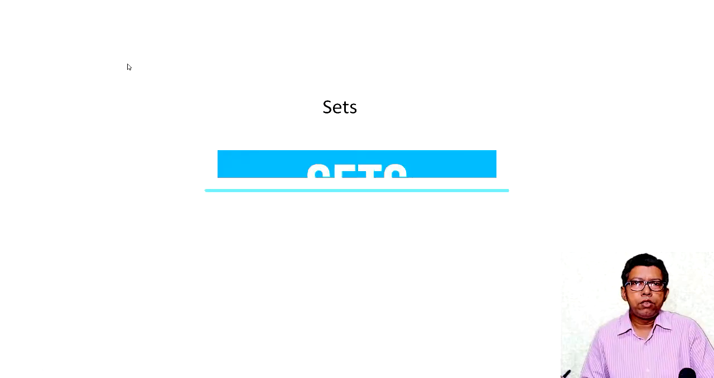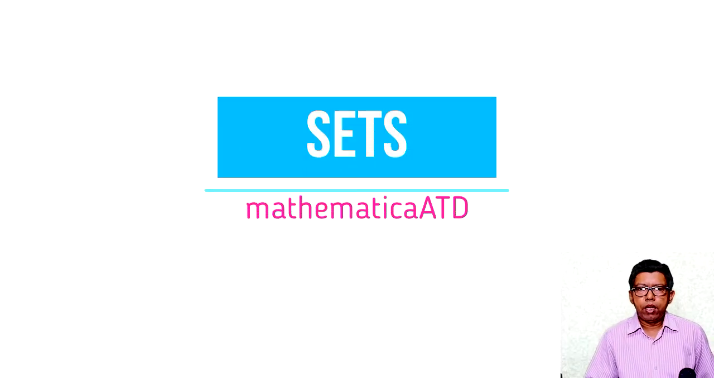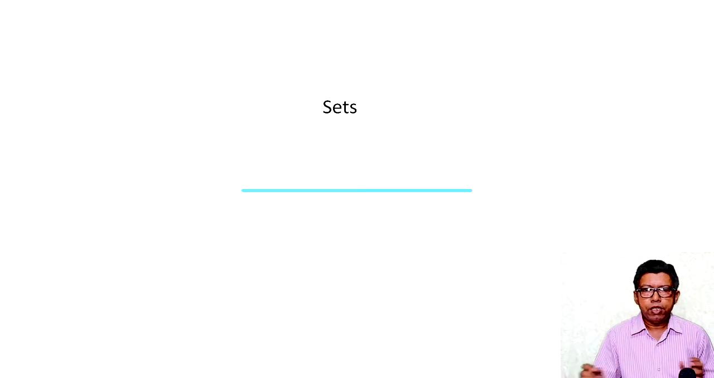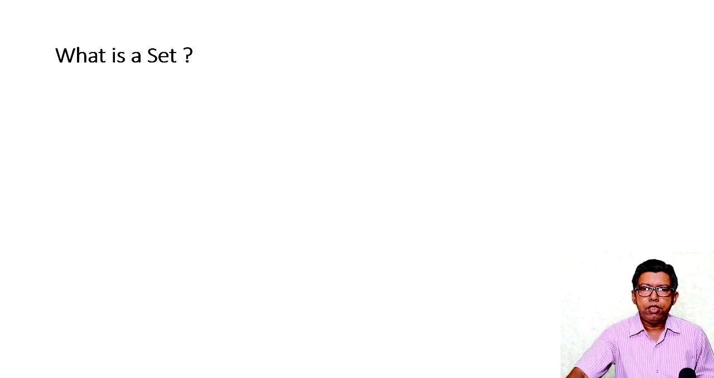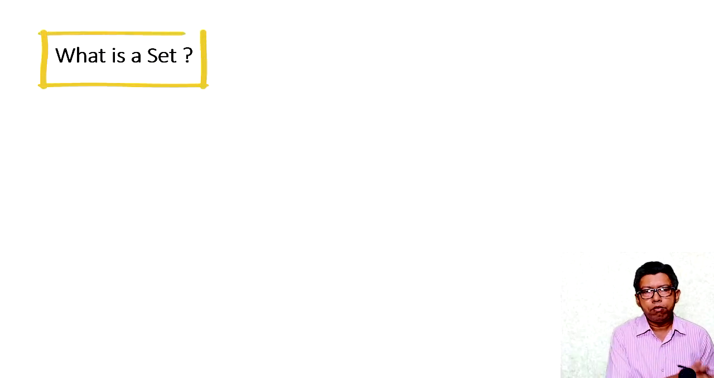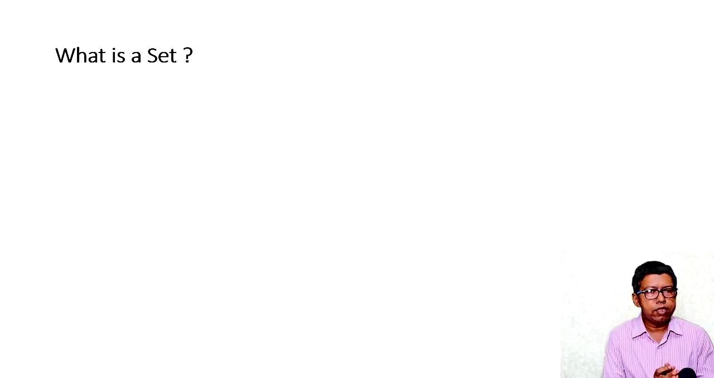Dear students, our topic is sets. First of all, you have to know what is actually a set. So in this chapter you will learn the definition of sets, different types of sets, and how to represent these sets. Before starting sets, you should know what an object is. In mathematics, everything in this universe, living or non-living, is an object.